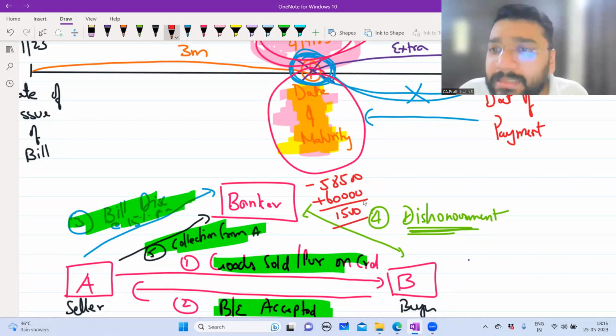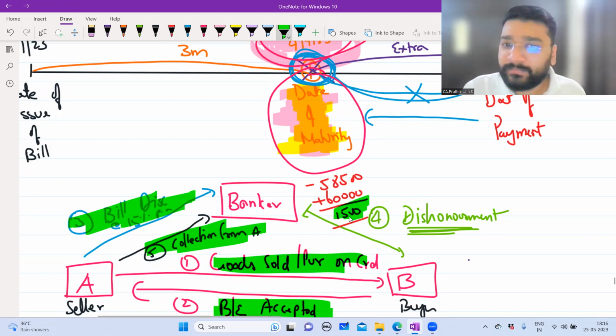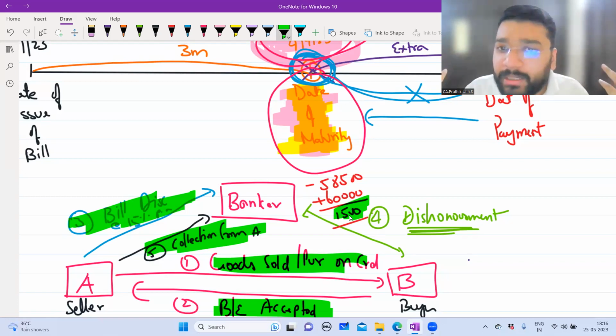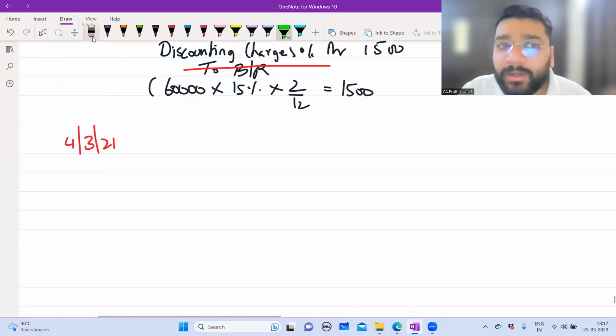Guys, for the banker, it doesn't matter whether the bill is honored or dishonored. For that 2 months of credit period, if he wants to earn this 1,500, he will earn it. That is his target and criteria. Between A and B, whatever be the agreement and terms and conditions, you keep on changing. It doesn't matter to the bank. On the due date, if the bank has to receive the money, it has to receive. So the banker will take 60,000 rupees from your pocket. So will the bank be debited or credited?